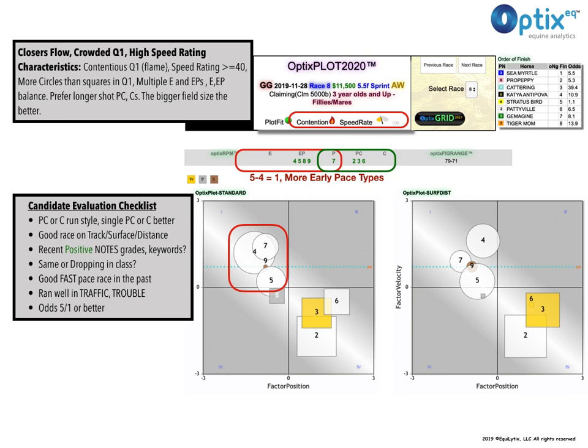On the class thing, I want to see a horse maybe dropping. Maybe the horse was really over his head the last couple of races, is dropping in class today, gets a better pace scenario. That's good. A horse staying at the same class who's getting a different pace scenario. And sometimes you see this too.